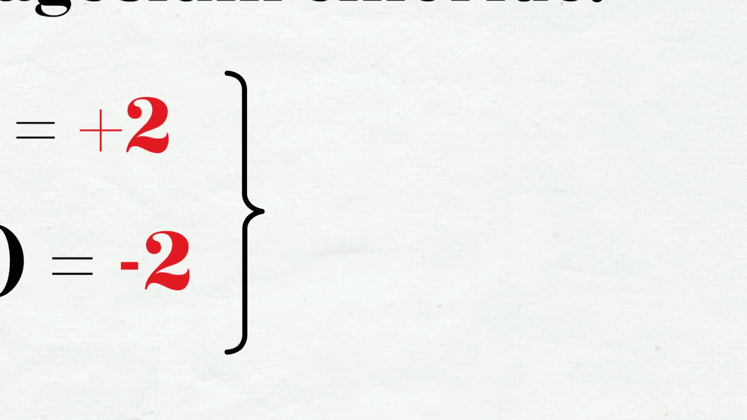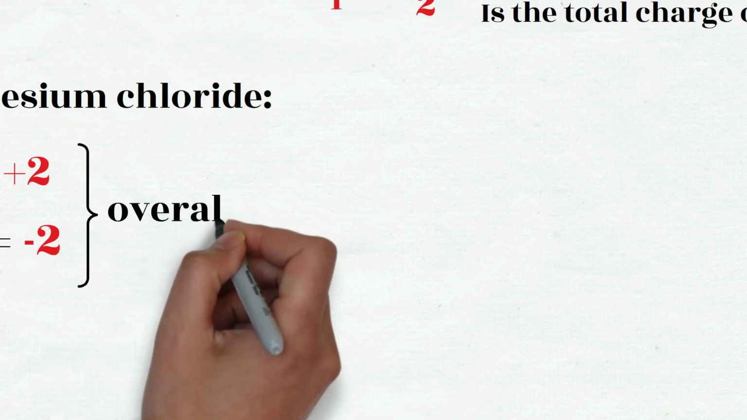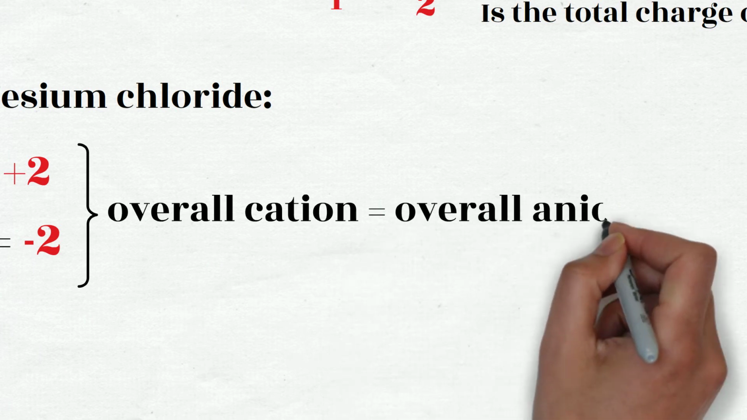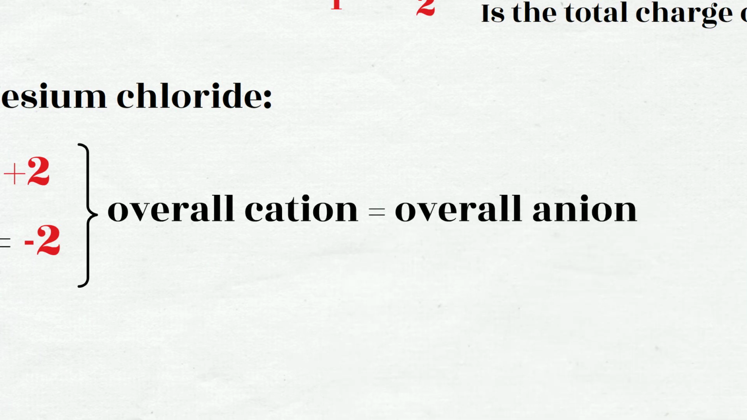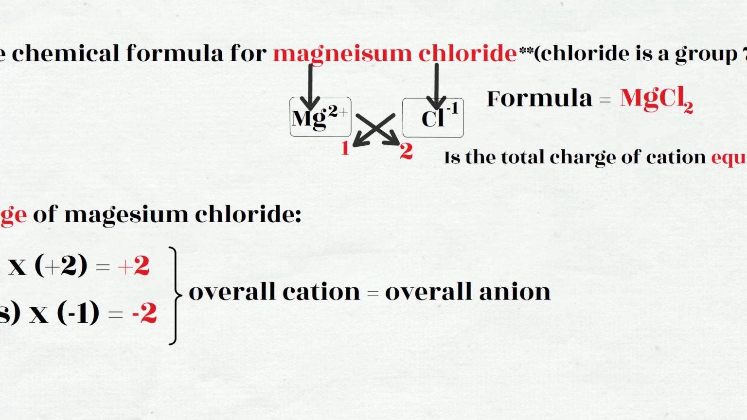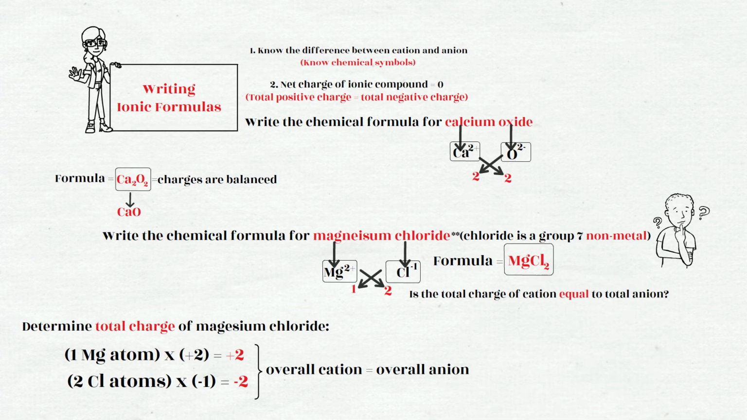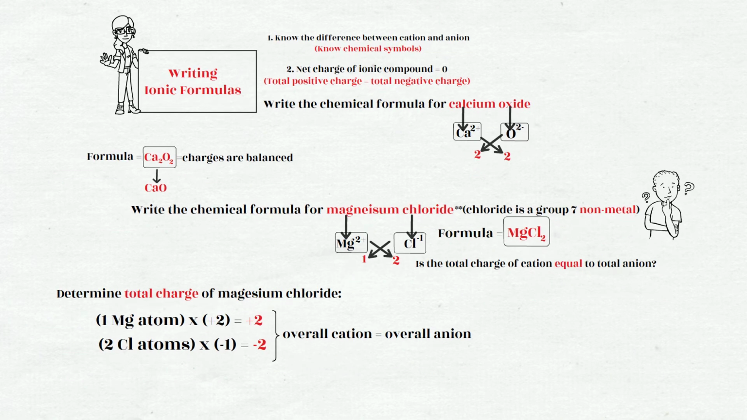Based on this, you can see that the overall charge of the cation is equal to the overall charge of the anion because magnesium has an overall charge of +2 and chloride has an overall charge of -2. Thus, the chemical formula MgCl2 has a balanced overall charge.